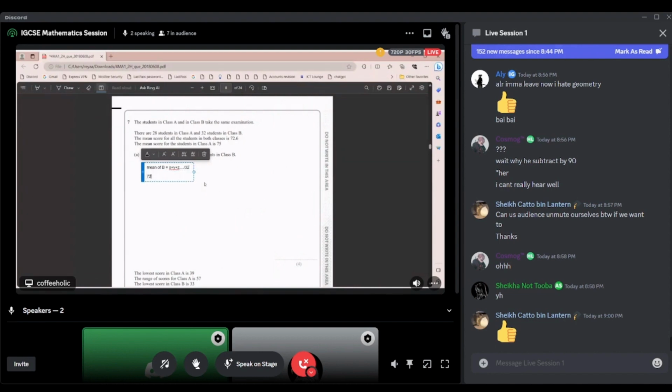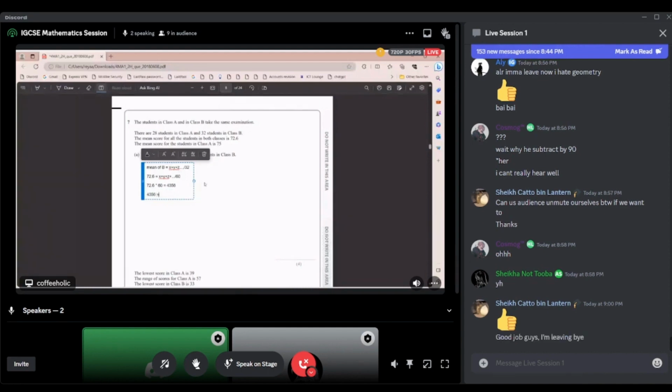And then what you would do next is, this 72.6 is the mean of both classes, right? So that would be X plus Y plus Z upon 60, because 32 is in B and 28 is in A. So the total number of students that you actually have is 60, right? 32 plus 28. So that would be X plus Y plus Z and however many other people you have, divided by 60, because that's the number of people in both classes. So we would then get 60 to the other side. So you would get 72.6 times 60, which would give you 4356. And that basically means that 4356 is the total of both classes.